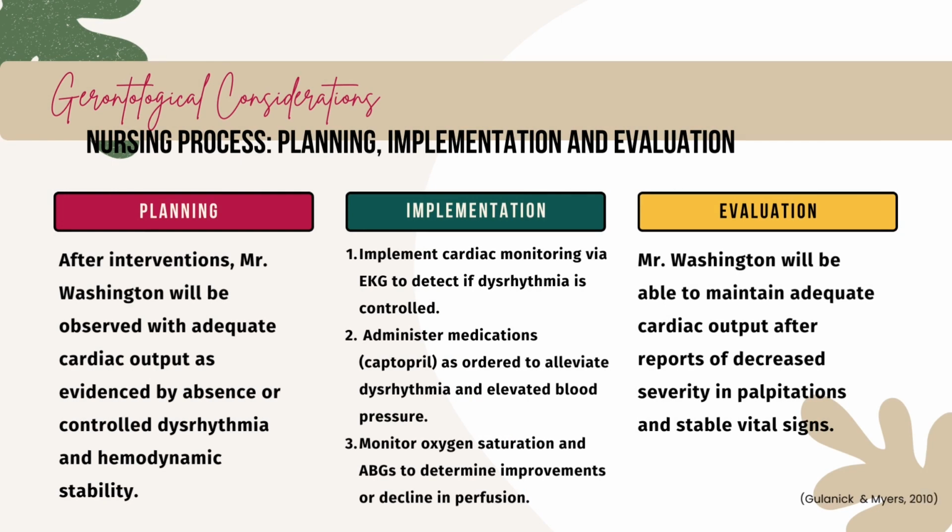The next part is planning, implementation, and evaluation. Planning establishes a goal of adequate cardiac output as evidenced by absence of dysrhythmia. Implementation includes interventions that monitor the patient's cardiorespiratory status as well as administering prescribed medications. Evaluation expects to ensure Mr. Washington is hemodynamically stable with absent dysrhythmias.